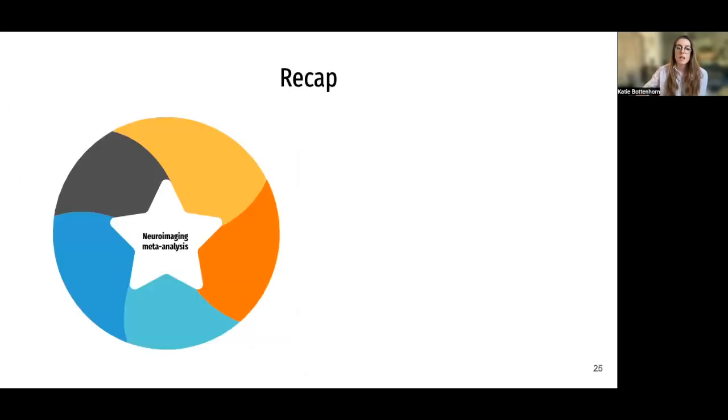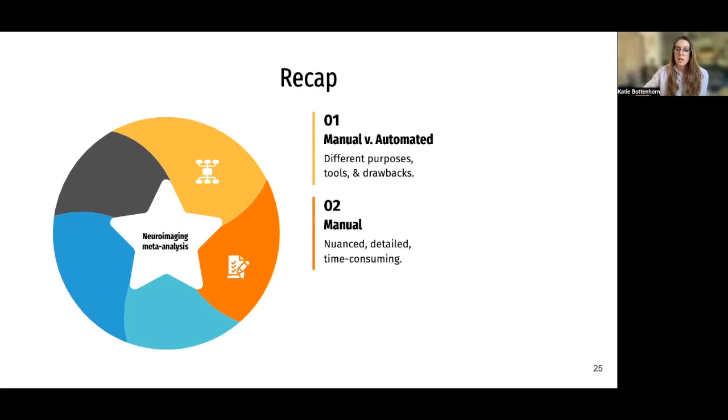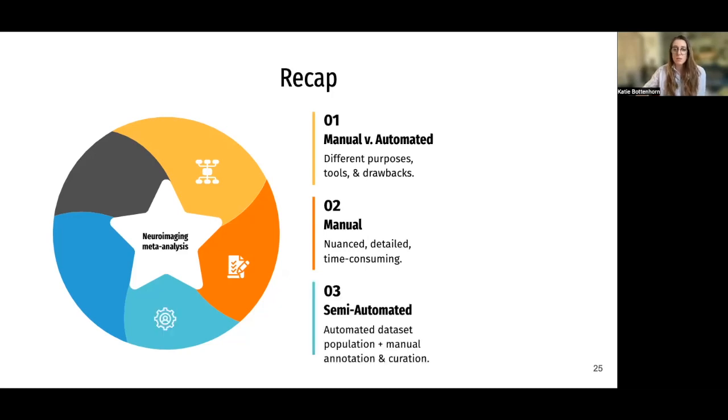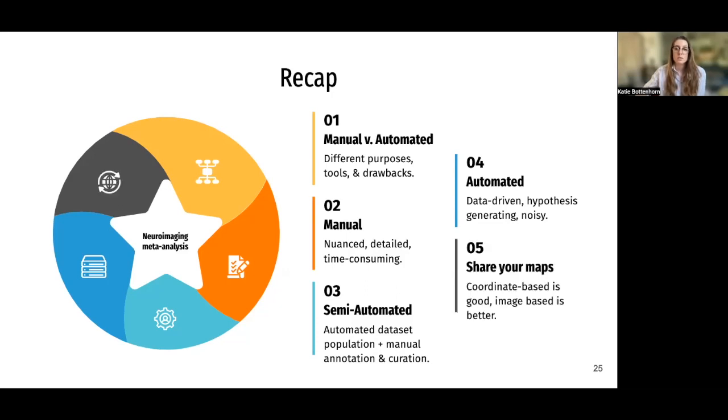So to recap, manual and automated meta-analyses serve different purposes and use different tools and have different drawbacks. Manual meta-analyses can be more nuanced and detailed, but they are often more time-consuming. Semi-automated methods use the best of manual annotation and curation along with an automated dataset population to speed things up. Automated methods are largely data-driven and can be hypothesis generating, but are also often very noisy. And please, please, please share your maps.